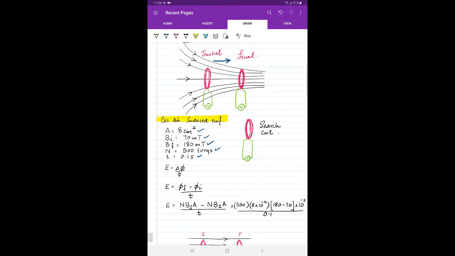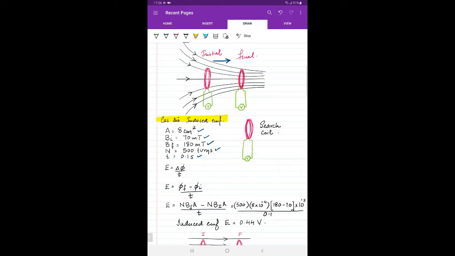So the induced EMF, or you can say the reading on the voltmeter, amounts to, yes. If something comes up, keep telling me, then I'll move to the next diagram. 0.44. Thank you, Amar.